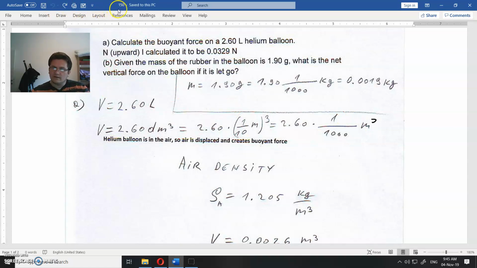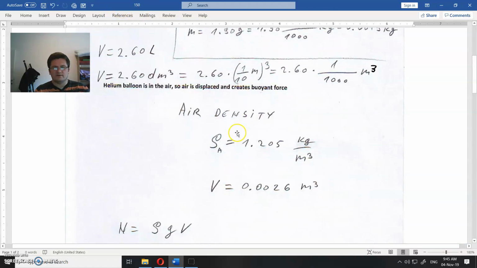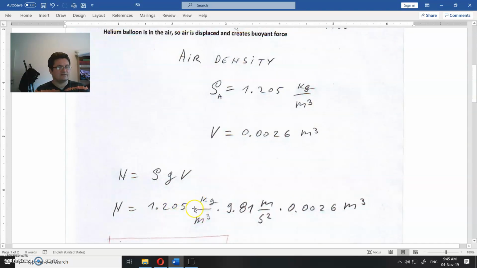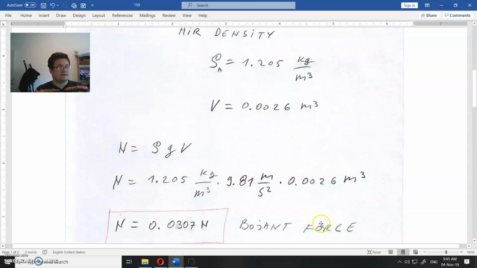Okay. And now you place everything into the equation. This is the density of the air, you need to find that somewhere. This is the gravitational acceleration. And this is the volume of what? Of displaced air. And then you get the buoyant force to be 0.0307 newtons.